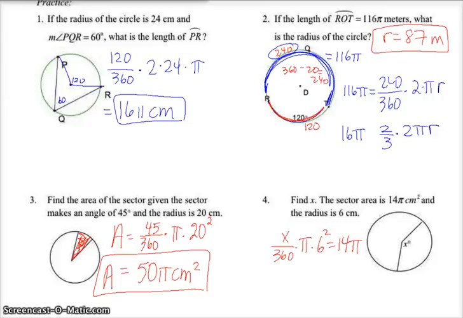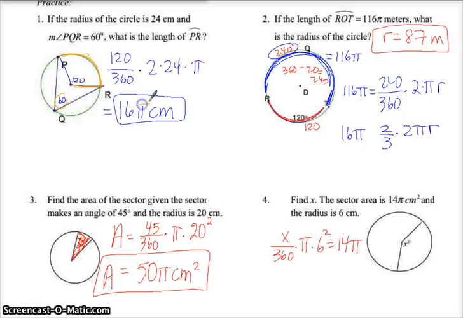Okay, this is good practice for digging back into that circle unit and what we learned about central angles and inscribed angles. So it says if the radius of the circle is 24 centimeters, so we know this is 24 centimeters, and the measure PQR is 60, which is an inscribed angle, what is the length of arc PR? So we're trying to find this. Well, if this is 60 degrees, we know that the central angle is double that, or the arc measure is double that, which is 120.